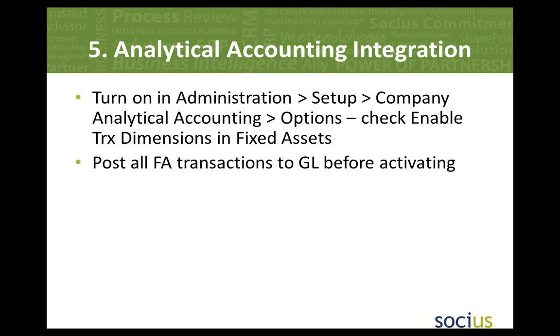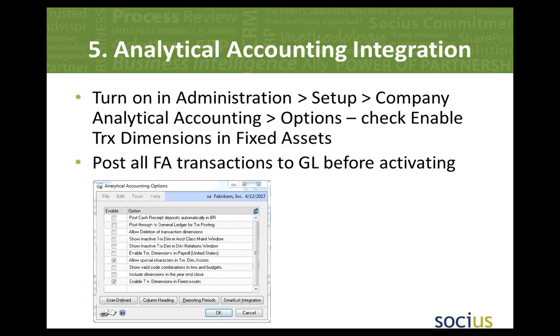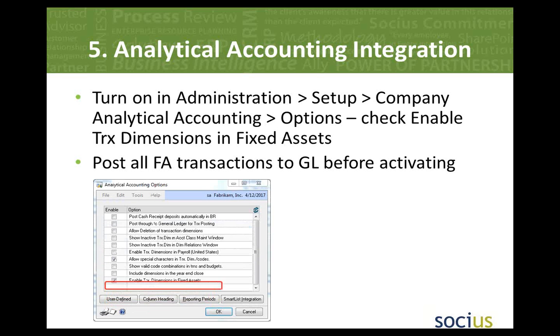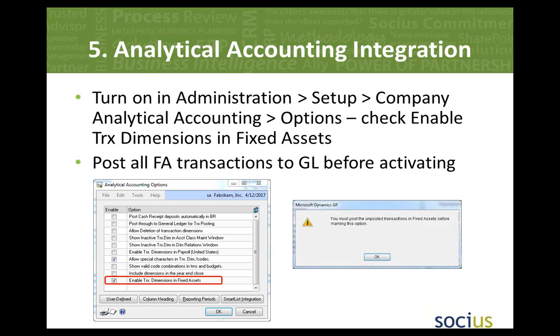This feature is turned on in the analytical accounting module under Administration, Setup, Company, Analytical Accounting, and Options. And in there you check the Enable Transactions Dimensions and Fixed Assets. So this is where this function is turned on to integrate between the two modules. Before you turn this on, though, you do need to make sure you've gone into your fixed asset to general ledger posting and completed the posting to your general ledger. If you don't, you will get this message: You must post the unposted transaction before marking this option.